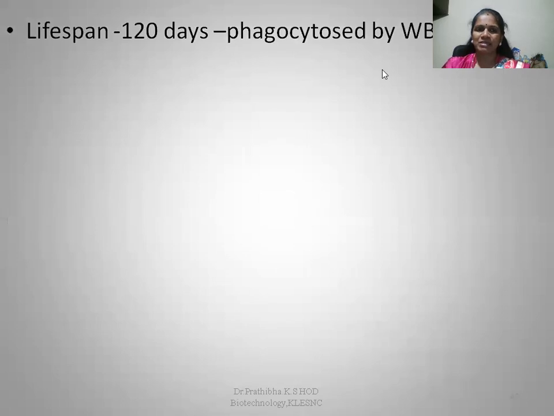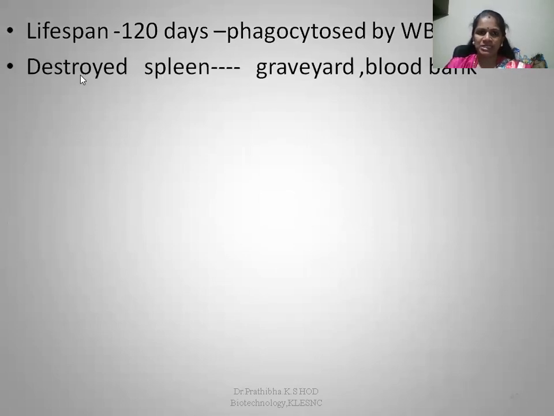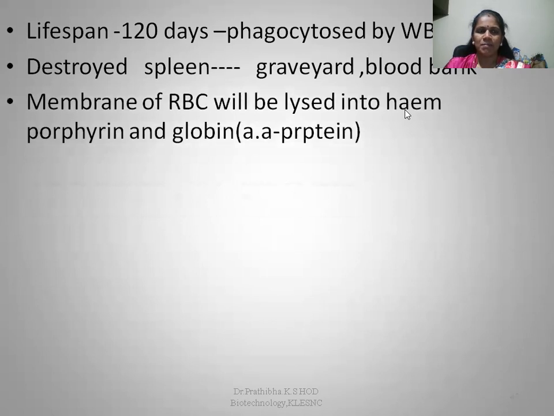Lifespan is 120 days and they are phagocytized by WBC. Destroyed in the spleen. That's why the spleen can also be known as graveyard or blood bank. Why is it called a blood bank? Because RBCs are also produced in the spleen and destroyed also in the spleen. That's why it is known as graveyard or blood bank.